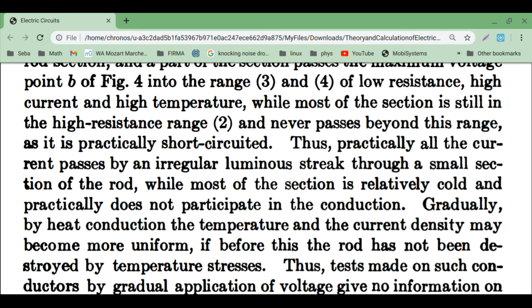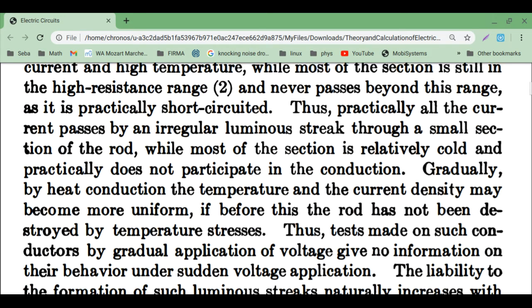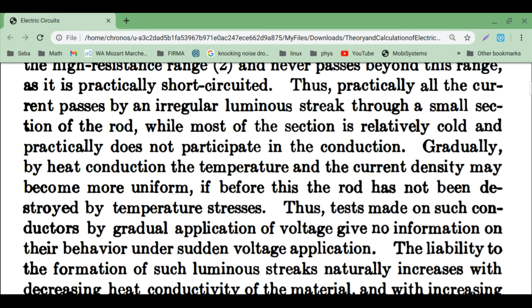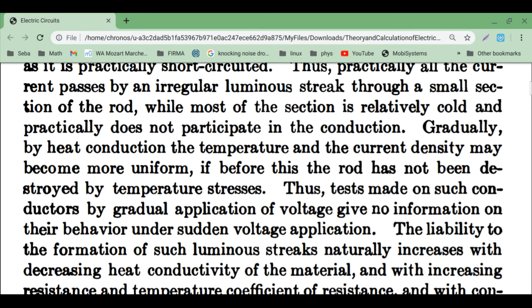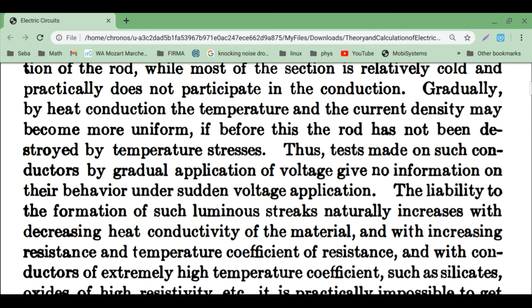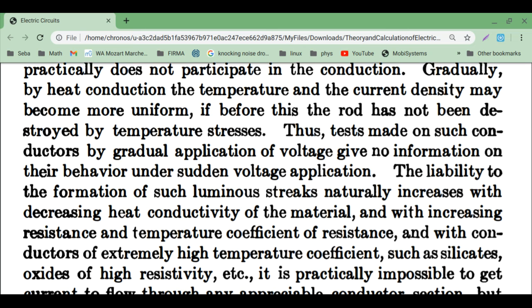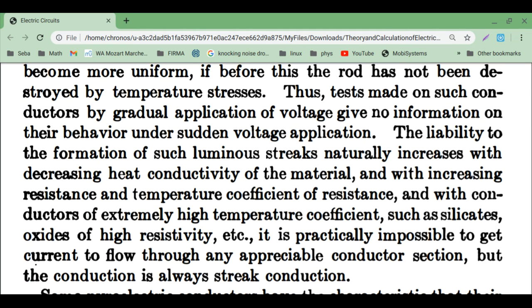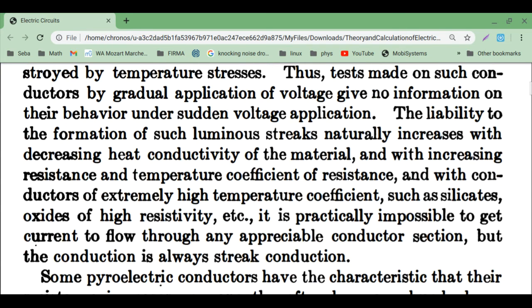an irregular luminous streak through a small section of the rod, while most of the section is relatively cold and practically does not participate in the conduction. Gradually, by heat conduction, the temperature and the current density may become more uniform, if before this the rod has not been destroyed by temperature stresses. Thus, tests made on such conductors by gradual application of voltage give no information on their behavior under sudden voltage application.